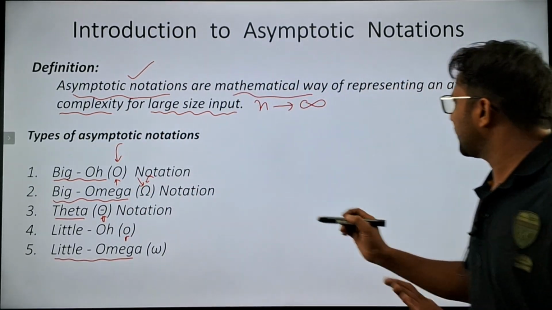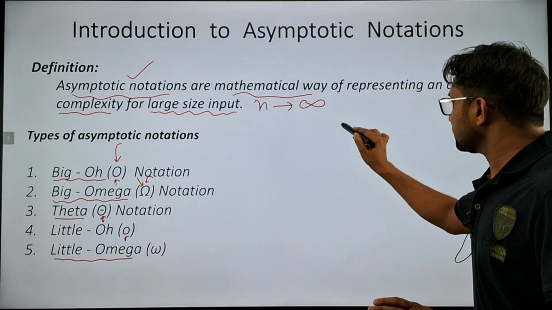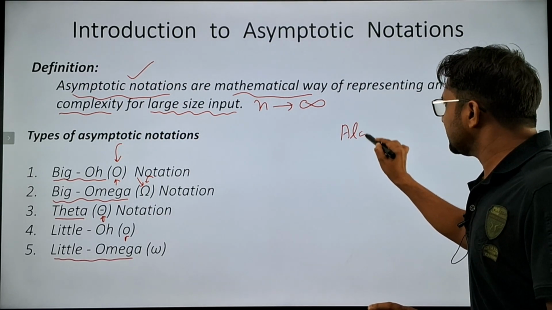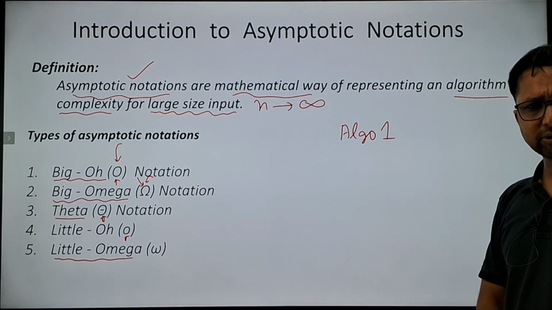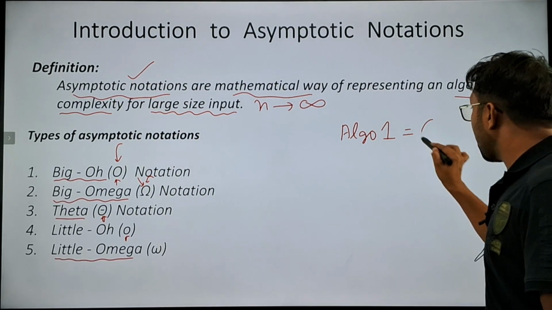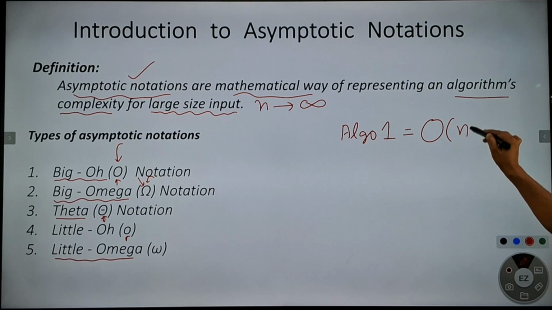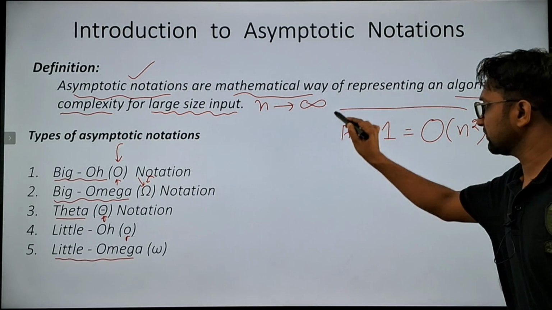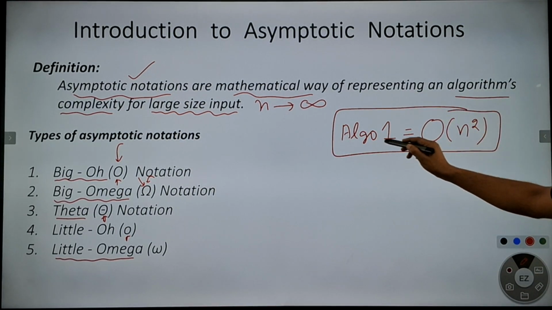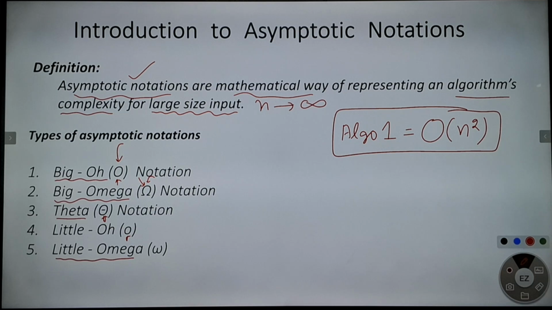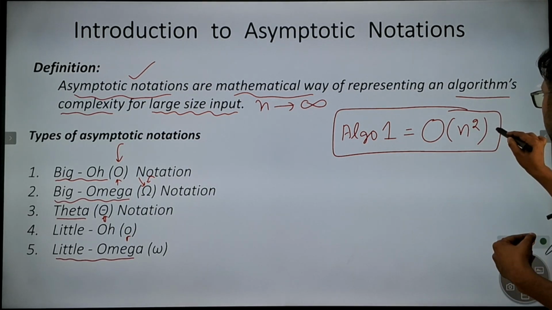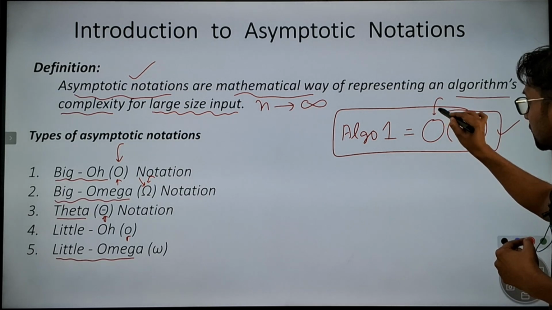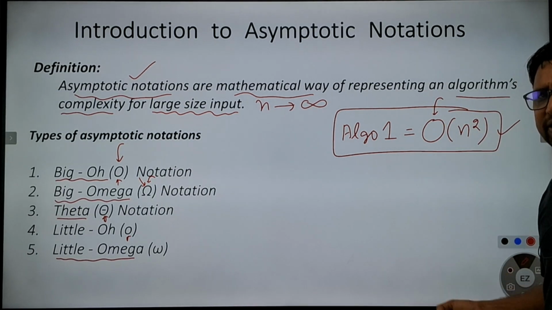For example, I'm taking one example over here. Somebody is saying that, sir, I have written one algorithm 1, and that is taking big O of n square time. He is saying that my algorithm is taking big O of n square time. Then see what I will understand from this statement. Because he is using big O notation, what will I understand from it?